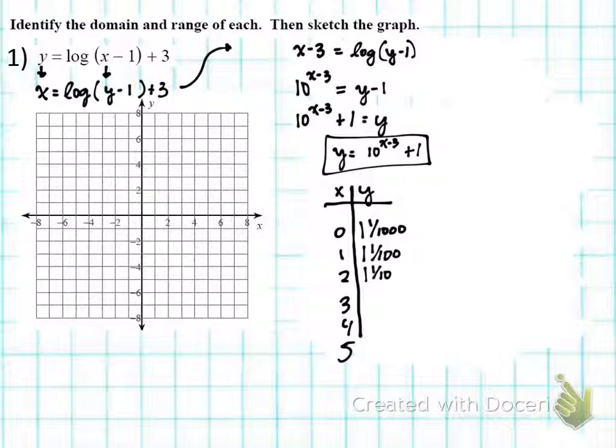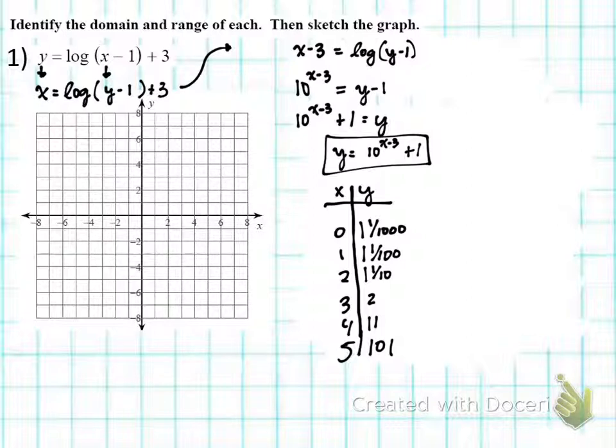Okay. 3. 3 minus 3 is 0. 10 to the 0 is 1. 1 plus 1 is 2. Now I have a whole number. Let's put 4 in now. 4 minus 3 is 1. 10 to the 1 is 10. 10 plus 1 is 11. 5. 5 minus 3 is 2. 10 to the second power is 100. 100 plus 1 is 101, okay, which is a big number.